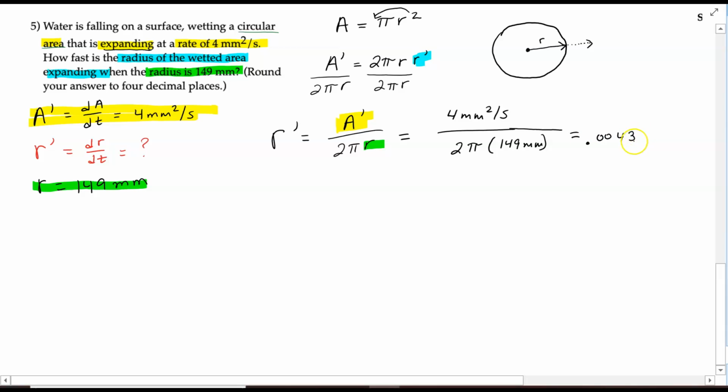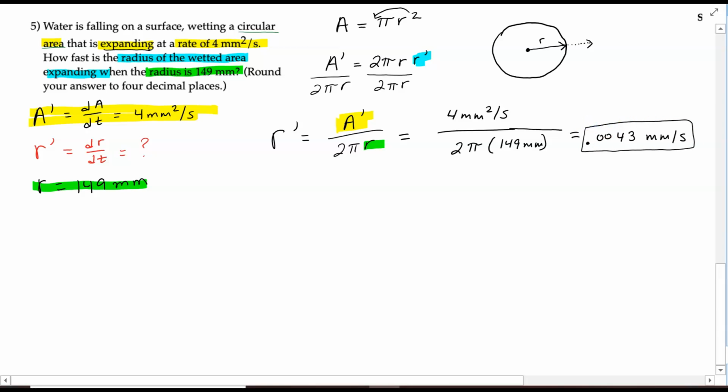0.0043. That is 43 thousandths. You get something like that, and you get millimeters per second, because one dimension of the millimeters ends up eliminating itself. So you have that right there, and we've solved the problem.